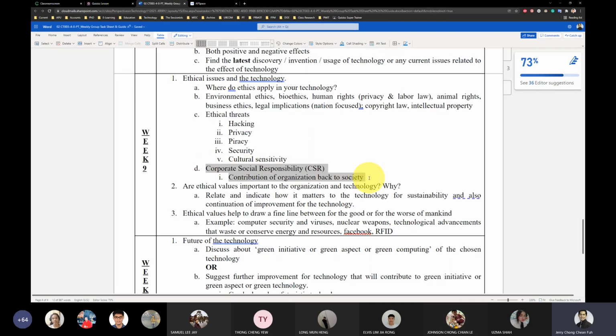Before I continue, Muhammad Bakar asked, do we talk about all 5 ethical threats? Can I ask someone to reply to Bakar? Do you think that you need to cover all 5? I think my answer has been the same every single week.